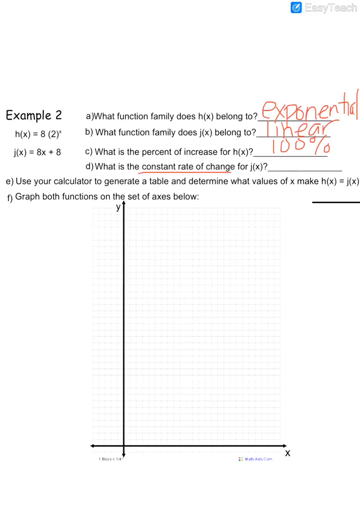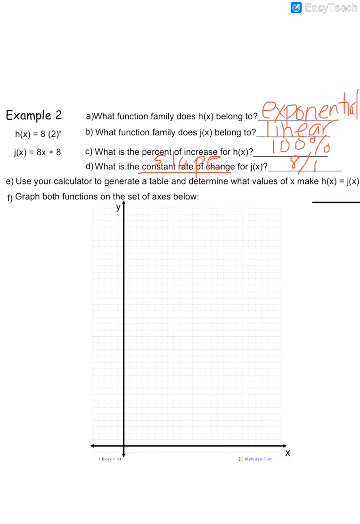Constant rate of change is a fancy word for slope. Hopefully you know that. And the constant rate of change for j of x is 8, or 8 over 1. Use your calculator to generate a table and determine what the values of x make h of x equal to j of x. And then it says graph both functions on the set of axes below.